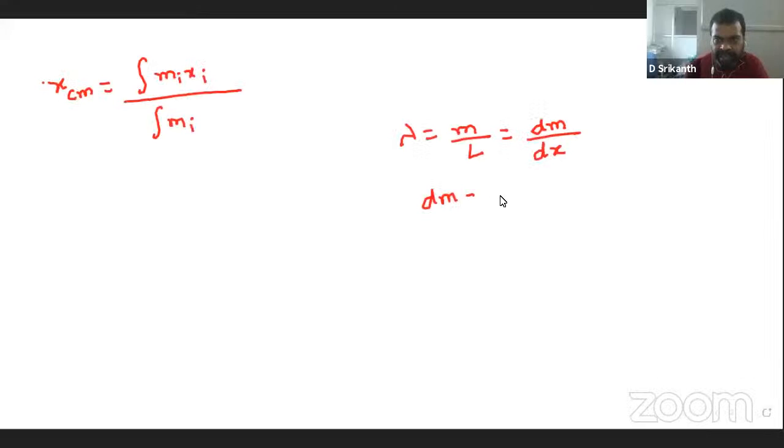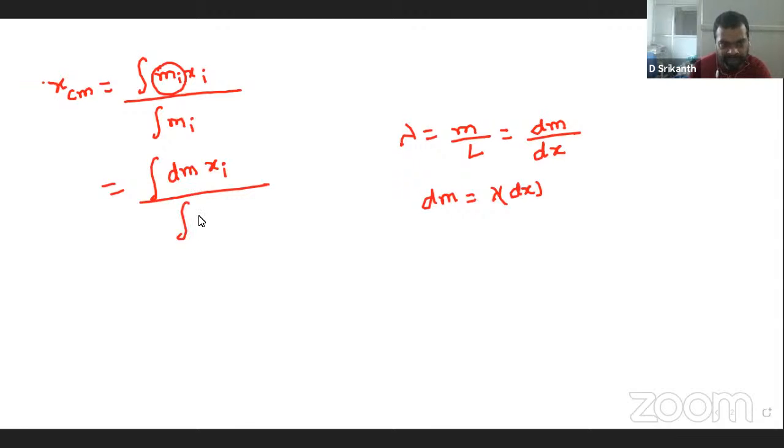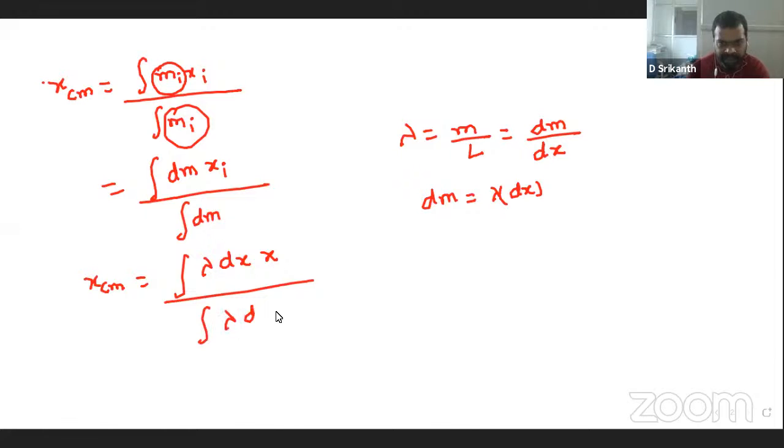As lambda times dx. Okay. So here, since the mass is small, I will replace mi with dm times xi upon integral dm. So xcm is equal to integral dm, that is lambda dx, times x, by integral lambda dx.